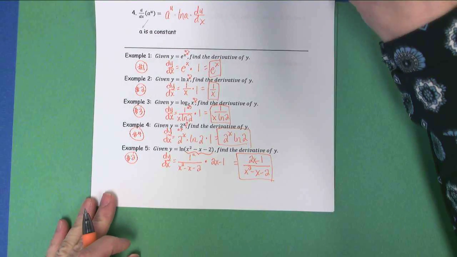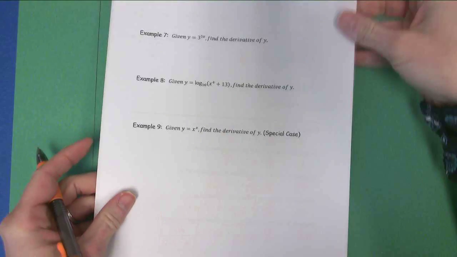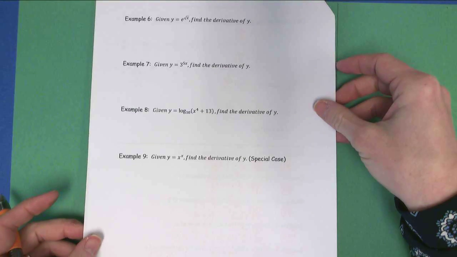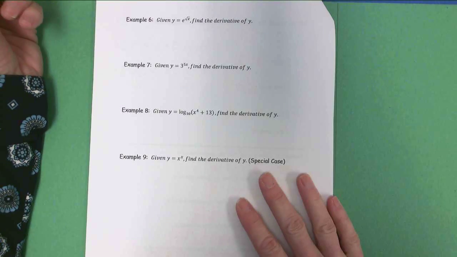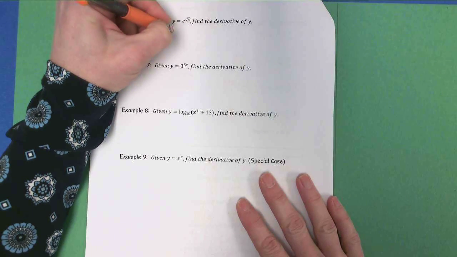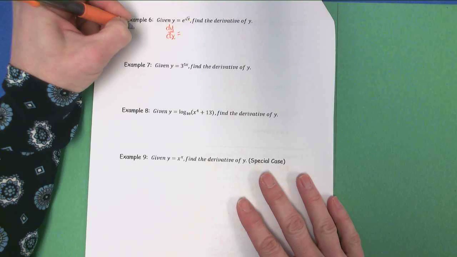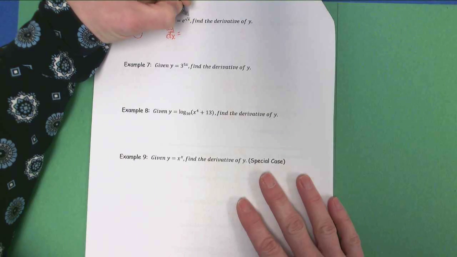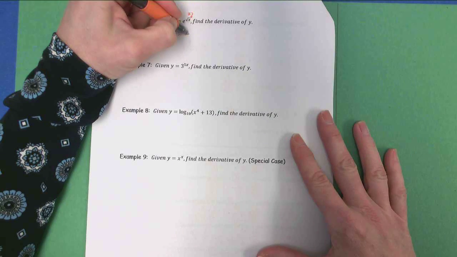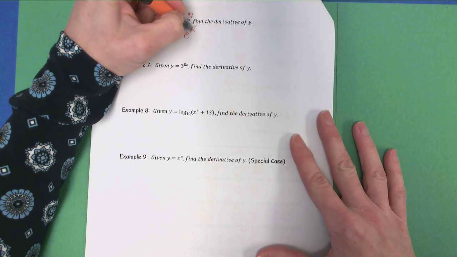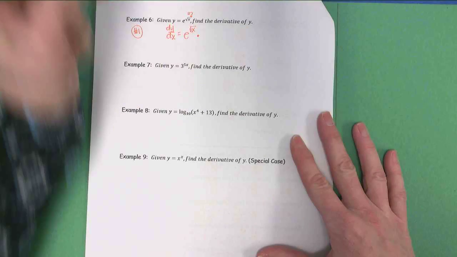Okay, let's turn to the second page. There's a few more examples over there. Example 6. Given y equals e raised to the square root of x, find the derivative. Okay, well, dy dx. This is going to be formula number 1, e to the u. This right here is my u. So the derivative is e to the u times the derivative of u.